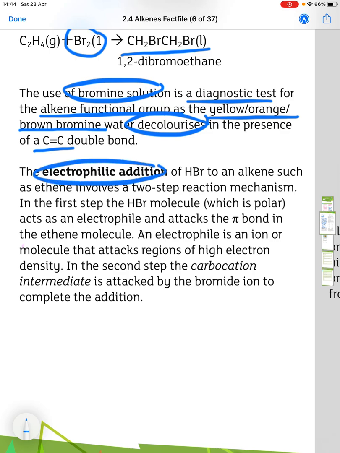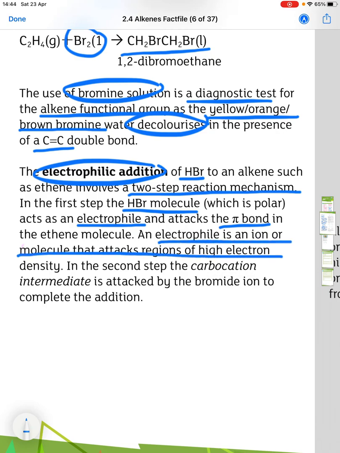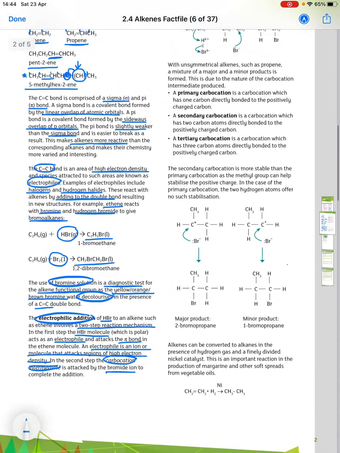Electrophilic addition of HBr to an alkene such as ethene involves a 2-step reaction mechanism. So in the first step, the HBr molecule, which is polar, acts as an electrophile and attacks the pi bond in the ethene molecule. An electrophile is an ion or molecule that attacks regions of high electron density. So in the second step, the carbocation intermediate is attacked by the bromide ion to complete the addition.